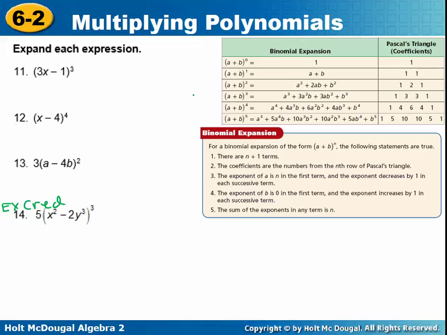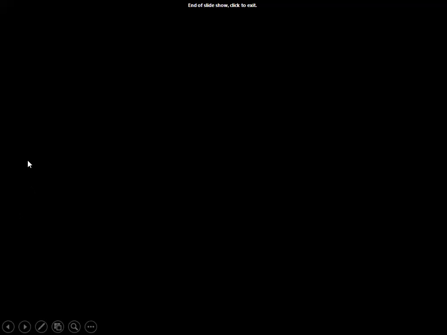Let's do number 12. Number 12 is to the fourth power, so it's this row right here. Our a is going to be our x, and our b is going to be negative 4. Here's our coefficients, 1, 4, 6, 4, 1, but they already put those in here, 1, 4, 6, 4, 1. So what we're going to do for number 12 is we are going to use this formula, except wherever we see an a, we'll put an x, and wherever we see a b, we'll put a negative 4.